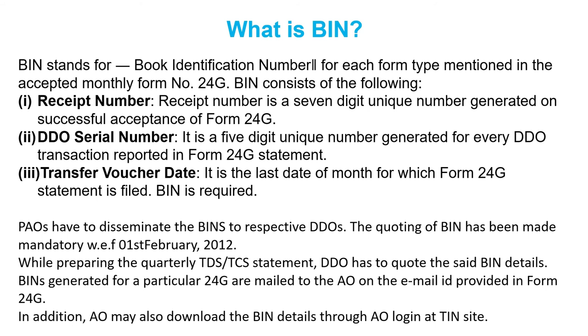After filing Form 24G, BIN details are generated. BIN stands for Book Identification Number. This is nothing but your challan number, which you normally fill in your TDS quarterly statements. BIN is used for filing your quarterly statements, which is the receipt number, DDO serial number and transfer voucher date. Receipt number is like your BSR code, which is a 7-digit unique number. DDO serial number is like challan serial number, and transfer voucher date will be your month end date.